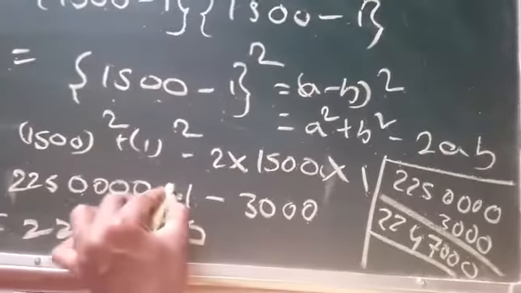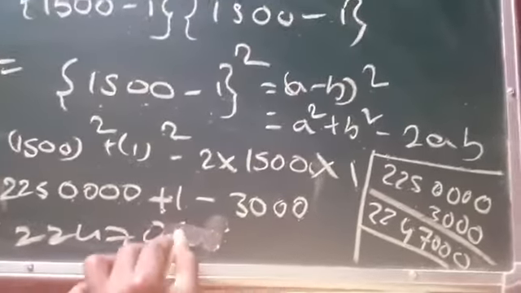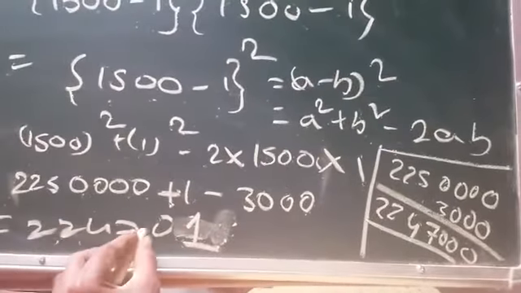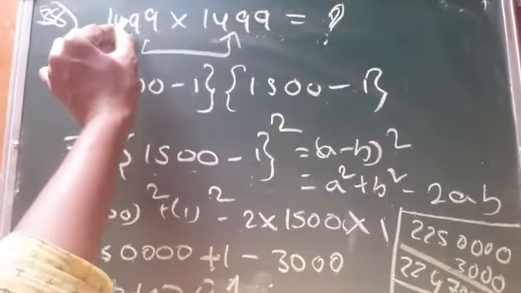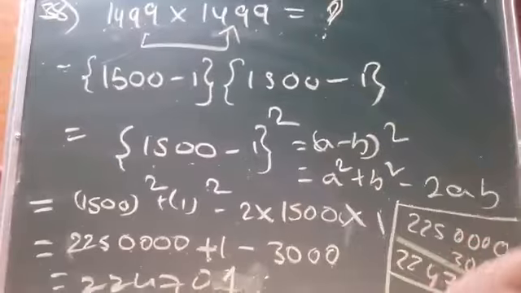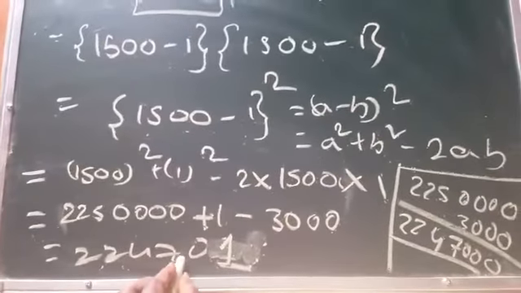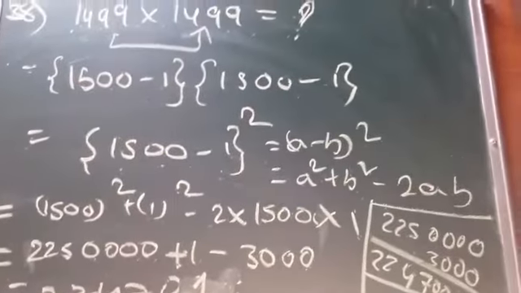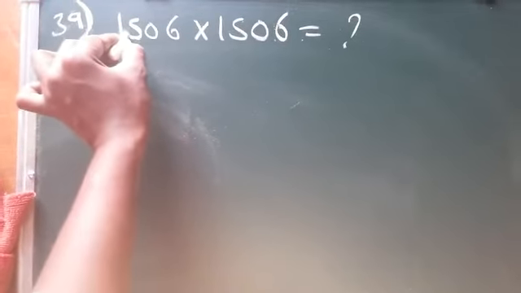And here we have been left with 1. So here we have to add. If you add 1, it will become 224701, the final answer for this given question. 1499 into 1499, that means 1499 whole square, is equal to 224701.